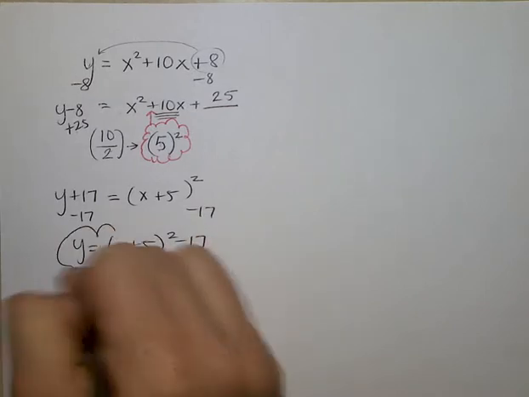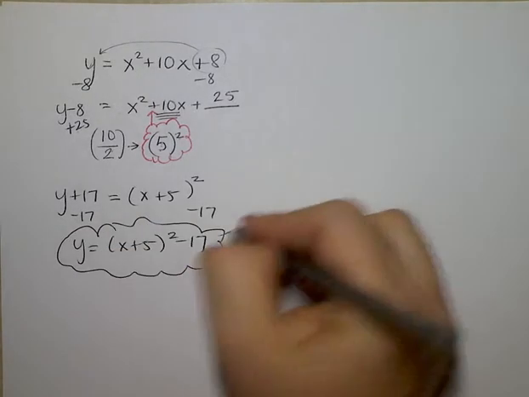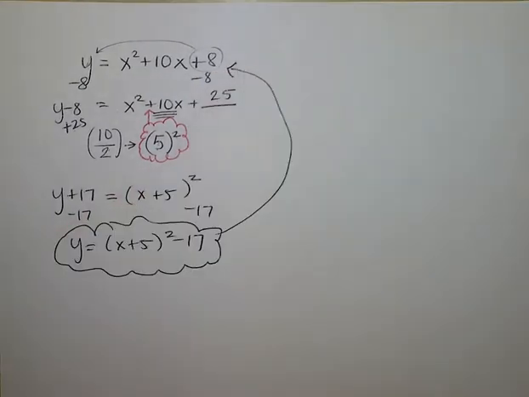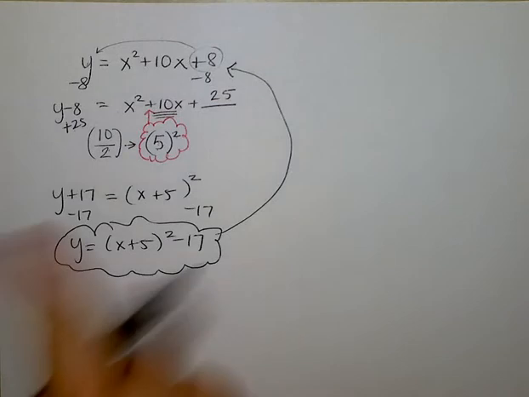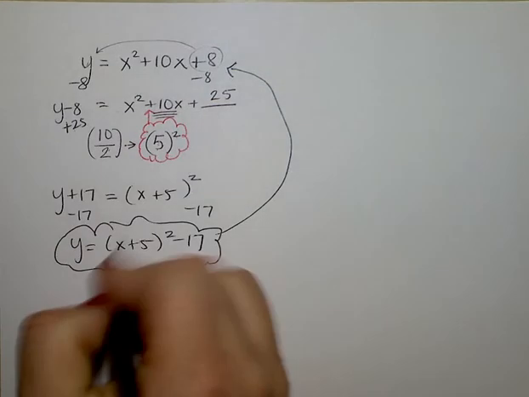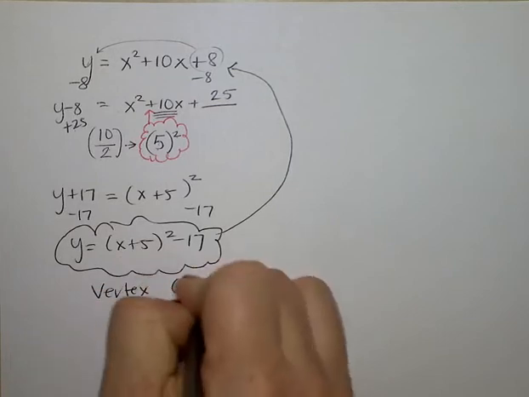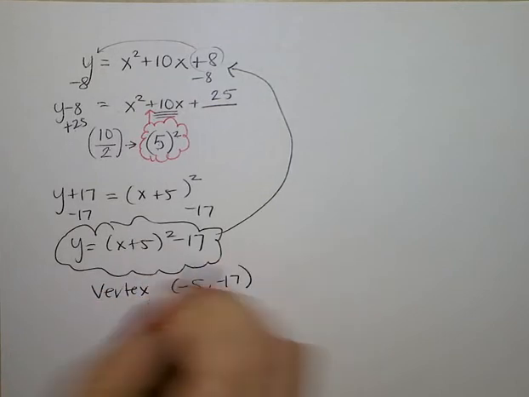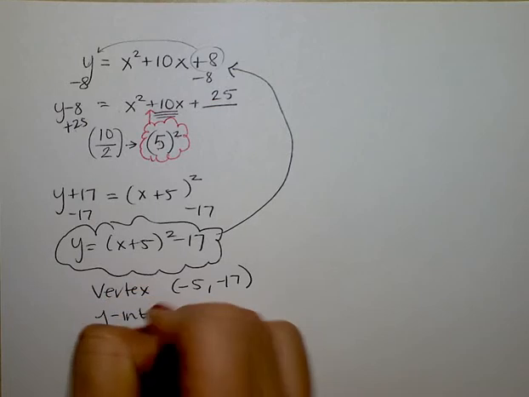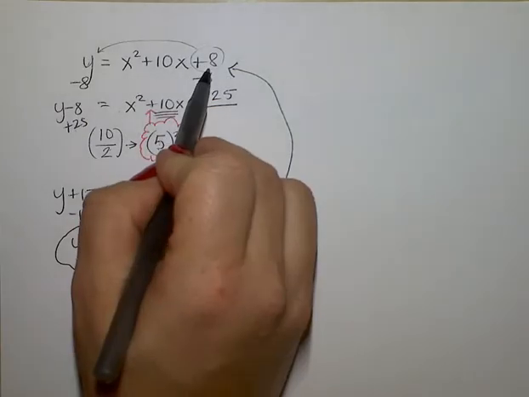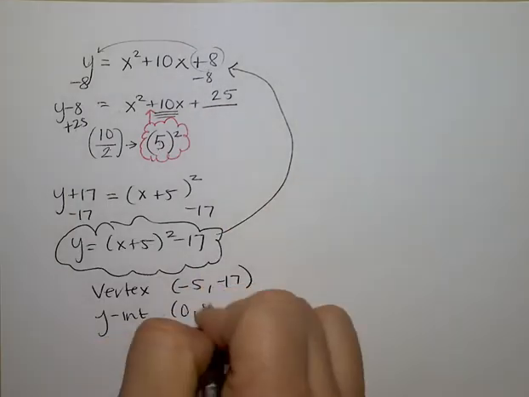And this is the vertex form. This is standard form. 3 things today. One is write it in vertex form. The second is to identify the vertex. The vertex for this problem is -5, -17. And also identify the y-intercept. The y-intercept, looking at the original formula in standard form, would be 0, 8.